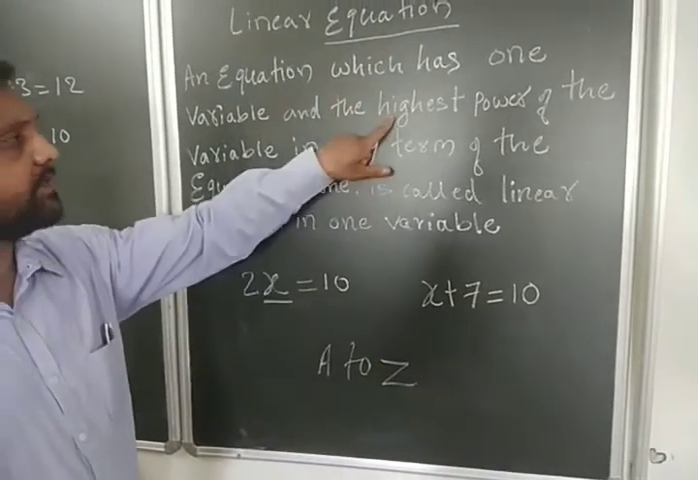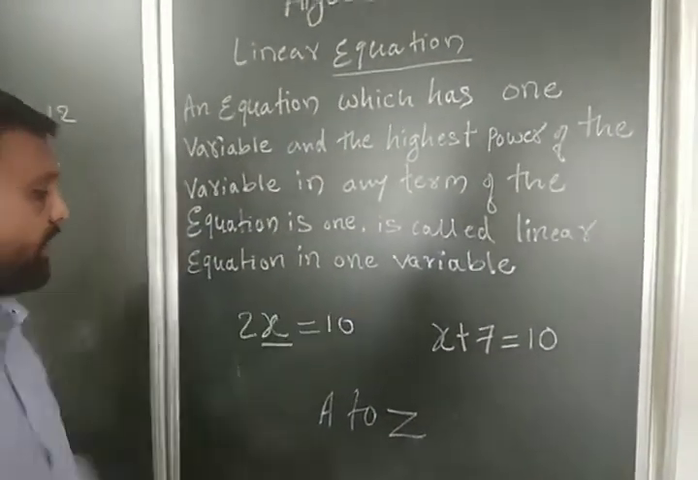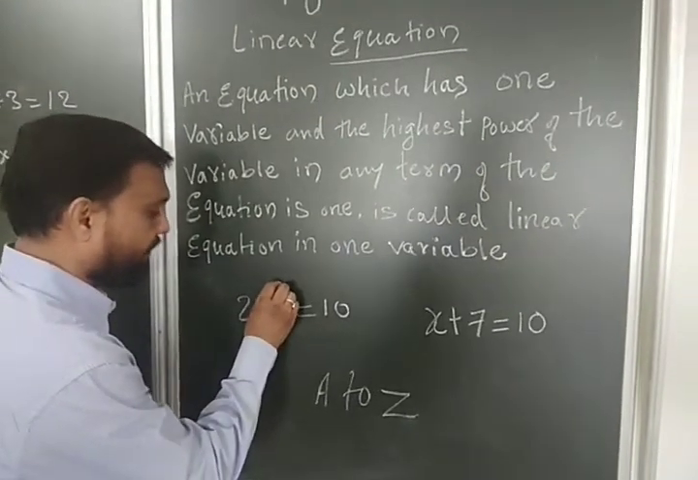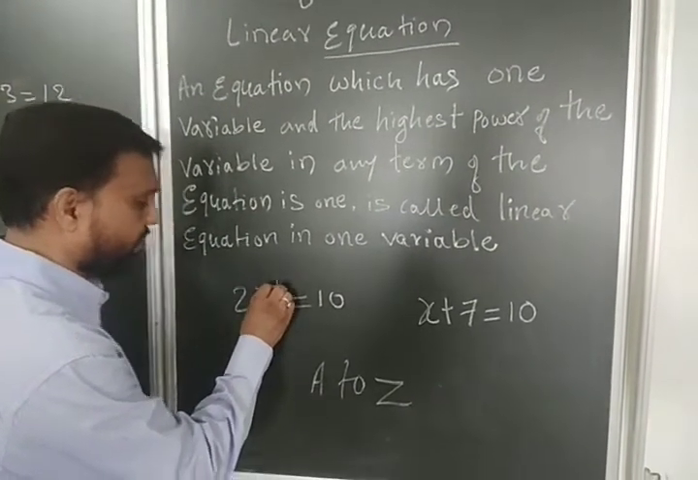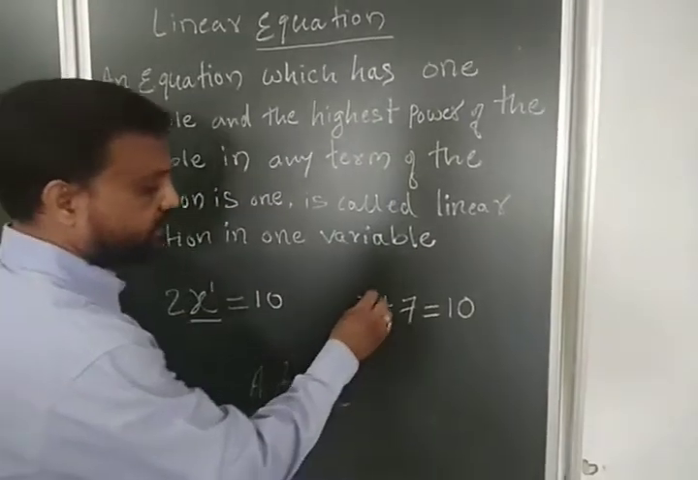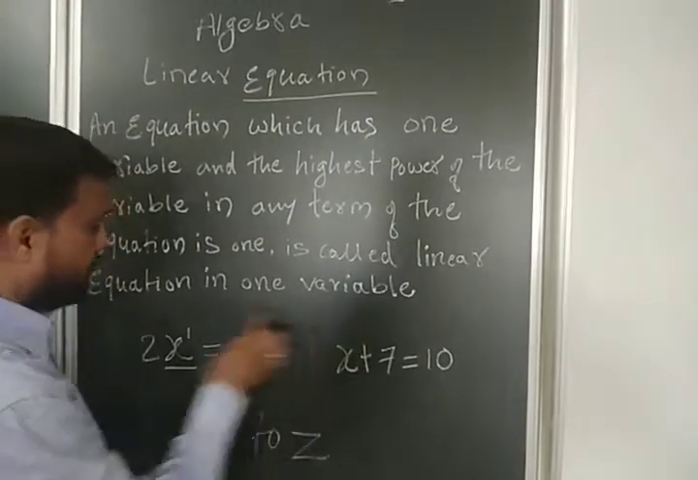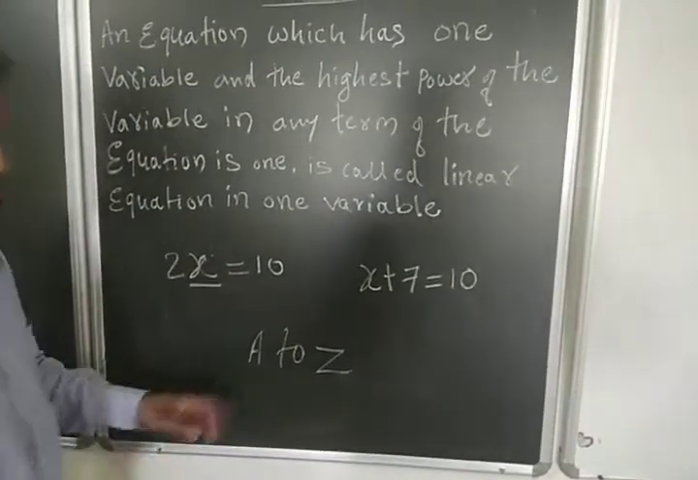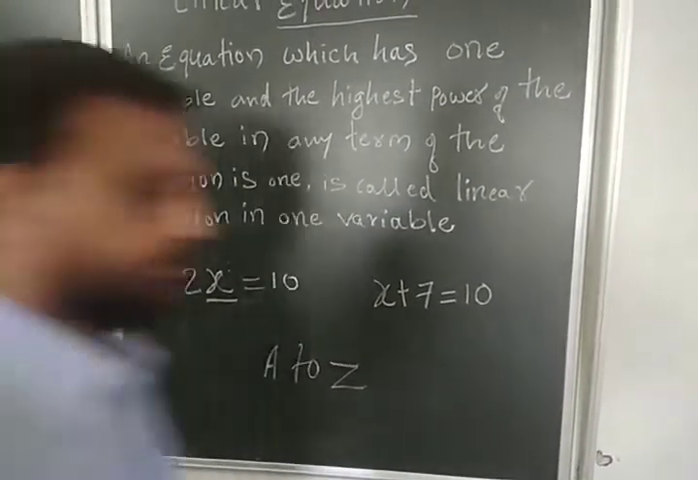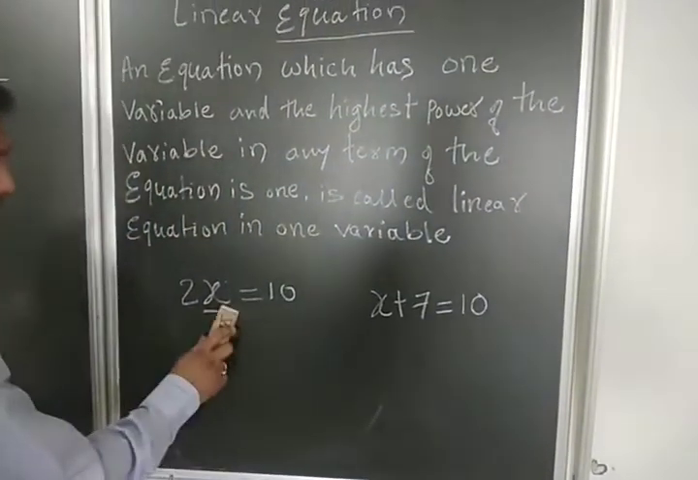Now what is the highest power? The highest power, what is being mentioned here? 1 is the highest power. If you see, the power of x here is nothing, means 1. The highest power of the variable is 1. Here also nothing means highest power of the variable is what? 1. So this is called linear equation with one variable.